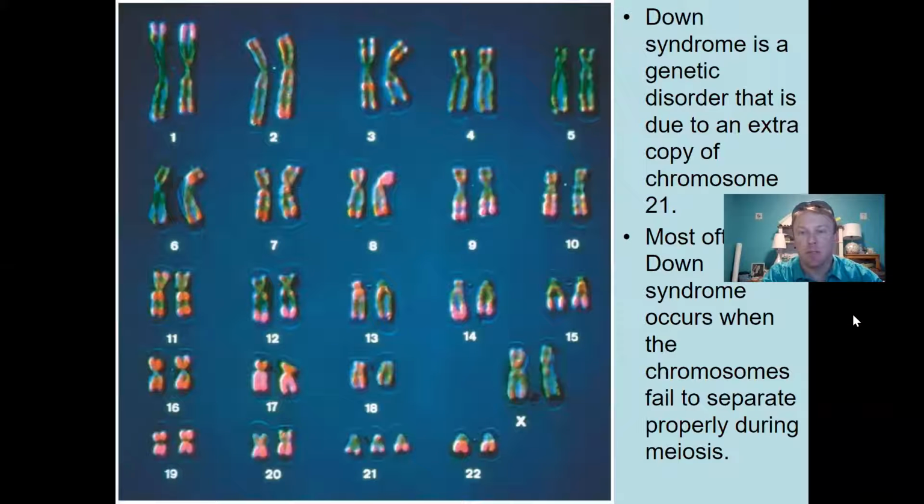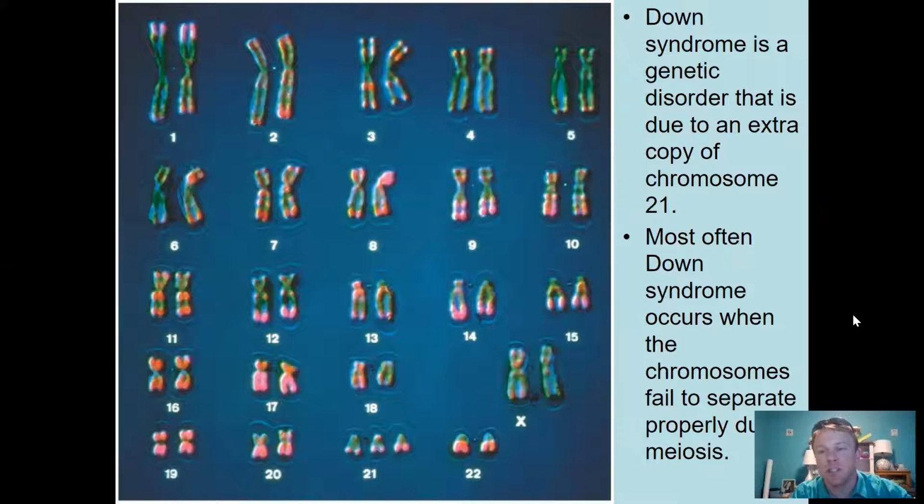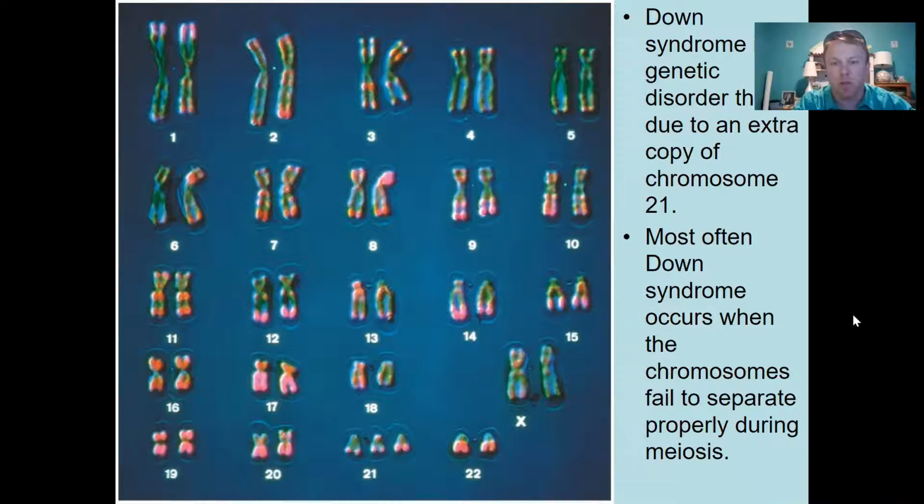All right, Down syndrome, I'm sure you guys have heard this one before. Down syndrome is a genetic disorder that is due to an extra copy of chromosome number 21. Most often, this occurs when the chromosome fails to separate properly during meiosis. Remember the meiosis process, where chromosomes are supposed to split? Well, unfortunately, it doesn't split properly, and it gets an extra copy.